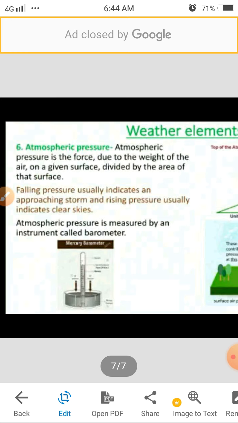What is the barometer? Barometer is a scientific instrument that is used to atmospheric pressure को measure करने में यूज किया जाता है. That is used to measure atmospheric pressure.